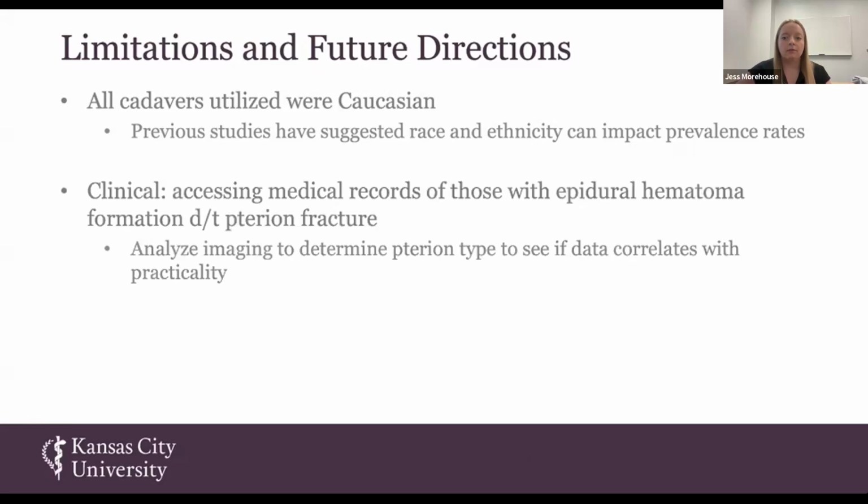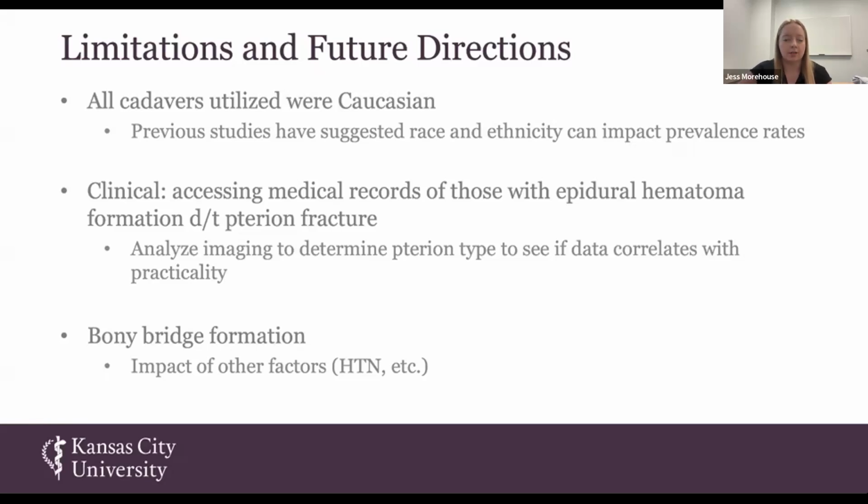In the future, we could potentially look into trying to obtain medical records of those who present with epidural hematoma formation due to Pterion fracture and see if we can figure out through imaging what type of Pterion they had, which would ultimately help to see if the data correlates with what they're seeing practically in the emergency room, to see if what we found with type 3 Pterions being the thinnest and the shortest distance from the middle meningeal artery actually has an impact on people. And then trying to find out more about bony bridge formation, seeing if there are other factors that impact the formation of these variations, such as hypertension or stuff like that.